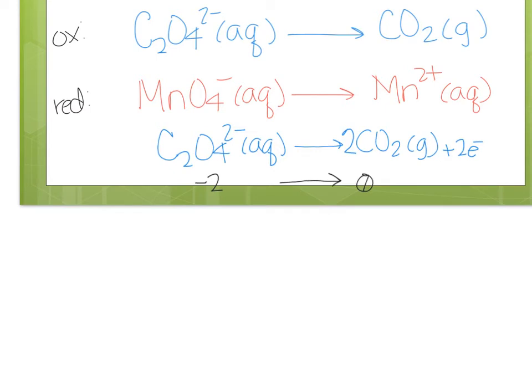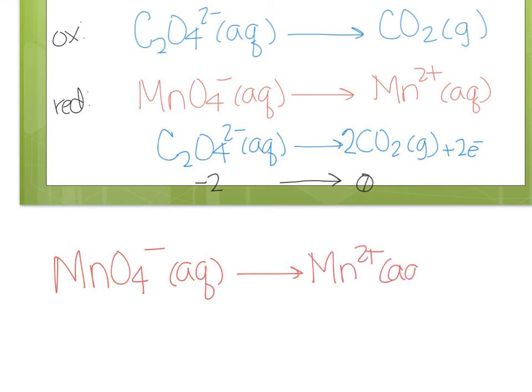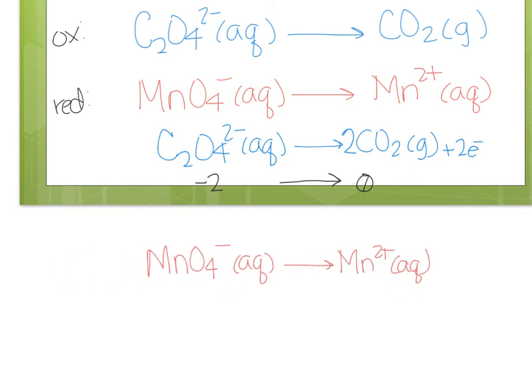We followed the steps. Now the next step says repeat for the next part. So I'm going to bring it down. I have MnO4- aqueous going to Mn2+ aqueous. What is our first step? Balance everything but hydrogen and oxygen, and it's already done. Next step is balance my oxygens by adding water. I have 4 oxygens on my reactant side, so I need 4 oxygens on the product side. So I'm going to do +4 H2O over here. H2O is liquid.